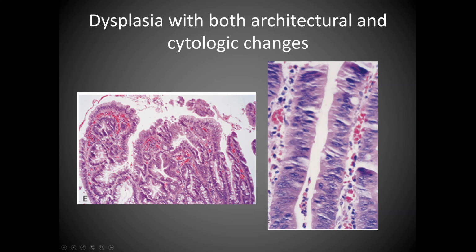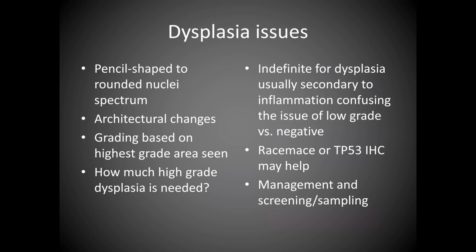There are a number of other issues to think about, but the most important things I think to remember are look at the nuclei. Are they becoming stratified and pencil shaped as opposed to rounded? Are there architectural changes? And these are the differences that help us with low grade versus high grade. You want to grade based on the area of highest degree of atypia. And then sometimes people say, well, how much? How much high grade do I need before it's high grade? Is one crypt good? Is one little pseudopolyp good?